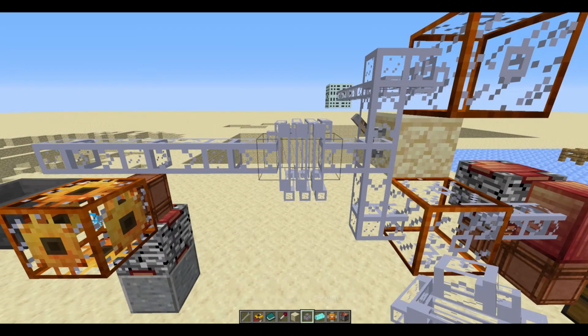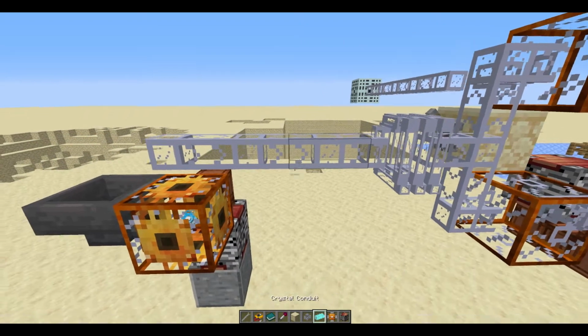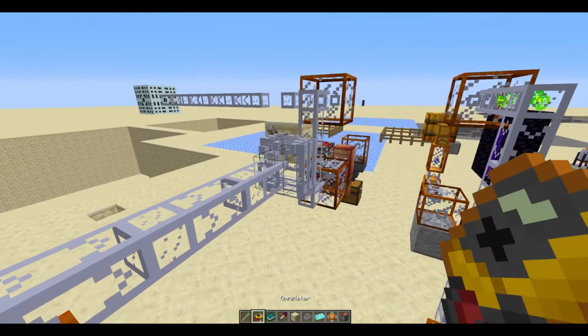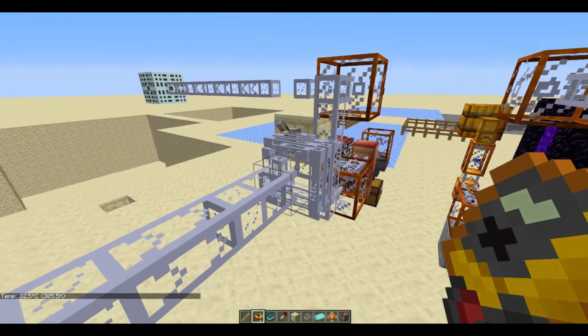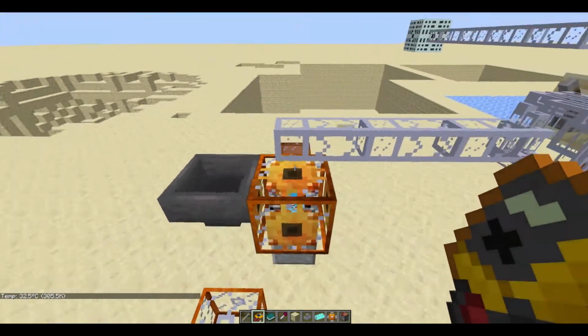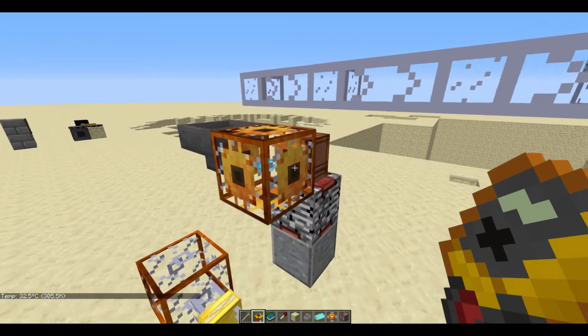So even though the arrows look the wrong way around, pretend they're the right way around. Cooling coils will change the temperature of anything going through them. Anything that goes through a cooling coil will instantly have its temperature changed to the ambient biome temperature, in this case 32.5 C, because we're in a pretty hot desert.